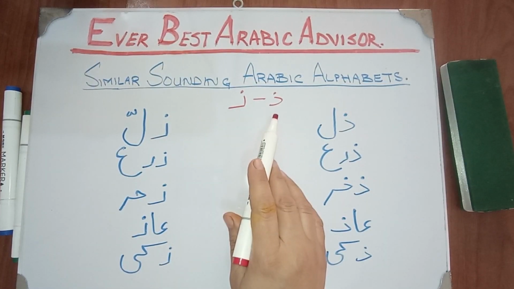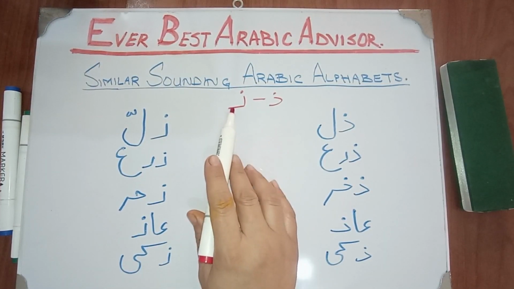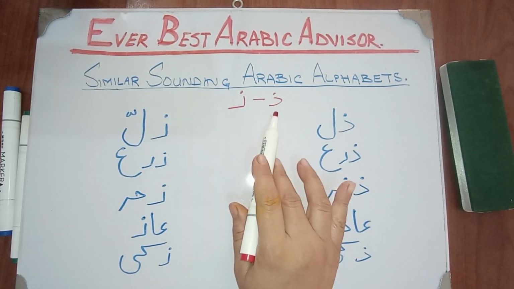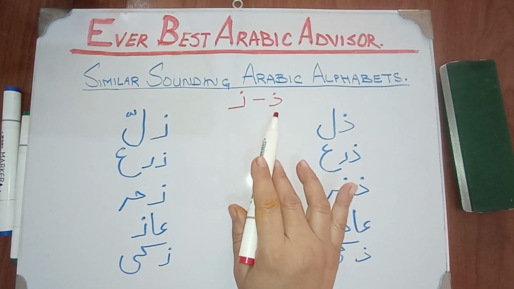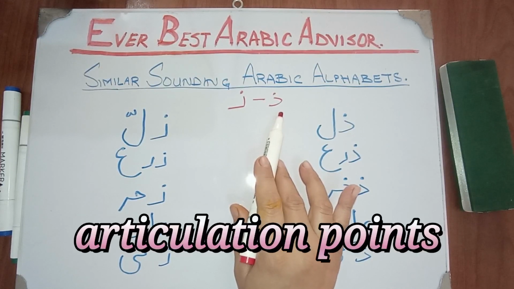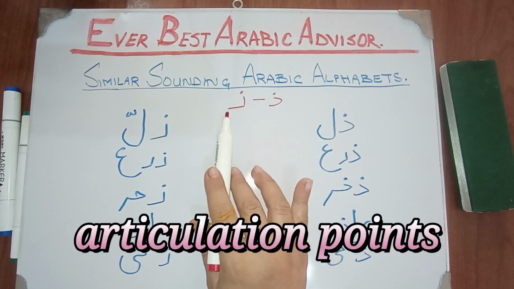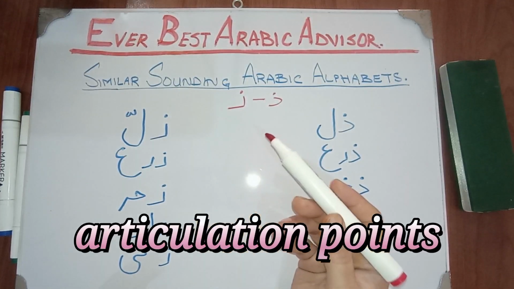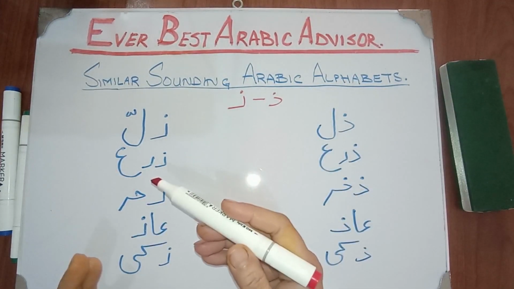Zal is a soft letter and Za is a sharp letter. Zal is pronounced from the tip of the tongue, but it is in the group of Liswiya. As Za is also pronounced from the tip of the tongue, but it touches the lower tongue incisor and it is in the group of Safiria.